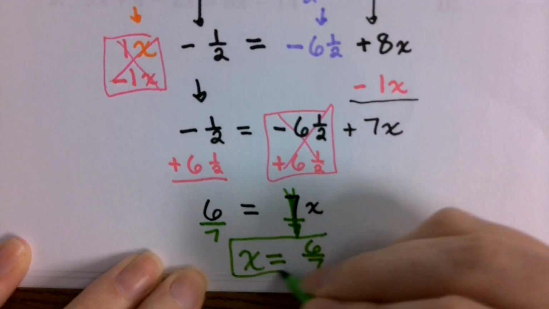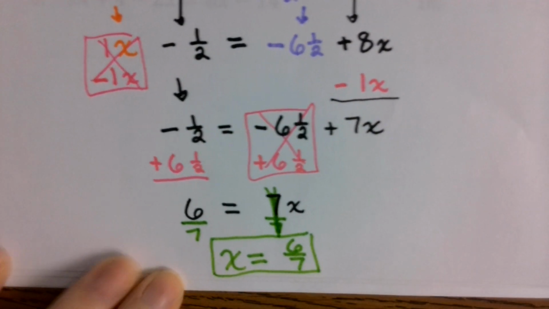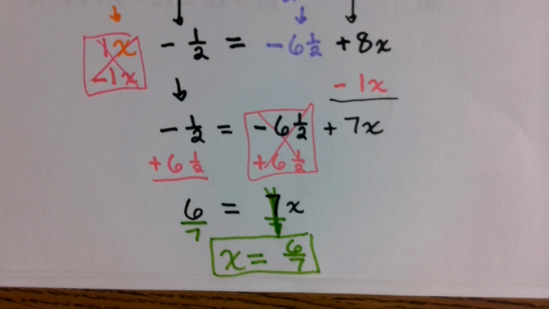That's it. It's okay to have a fraction answer. It's okay to be like, hey, I don't really want to divide 6 and 7 because it's going to give me a long drawn out decimal. So I'm just going to write it as a fraction. This will be perfectly acceptable. Okay, Richard.